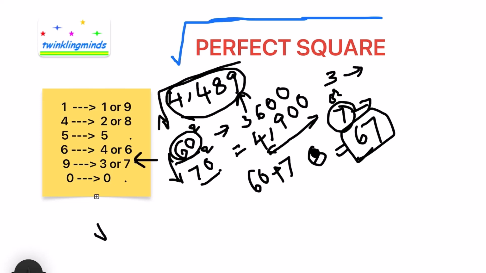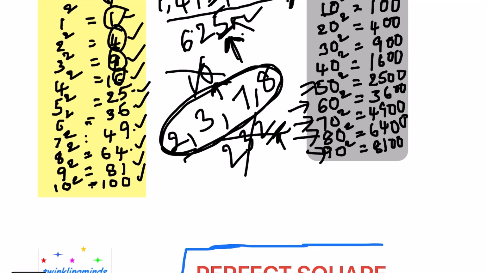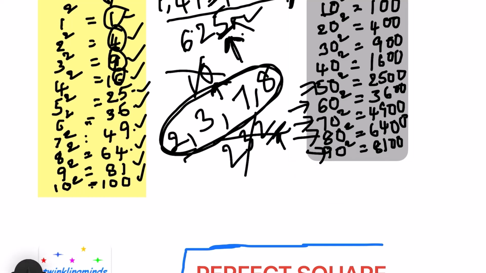6,724, square root of 6,724. So now we will see where it is. We will see where the 6,724 lies. That is between 80 square and 90 square. 80 square is 6,400. 90 square is 8,100, and this is closer to what? 6,724 is closer to the lower end, that is 6,400.